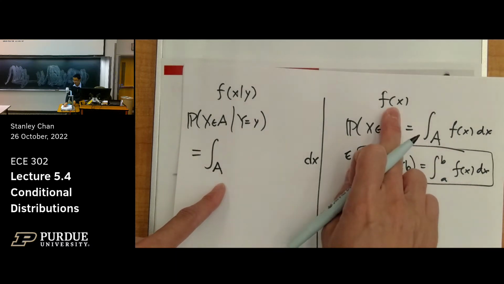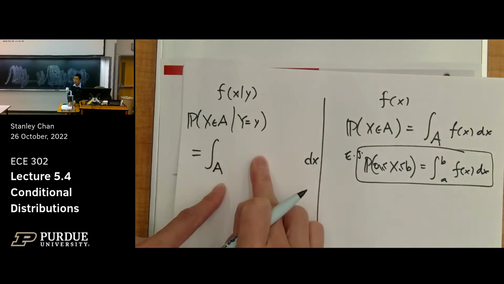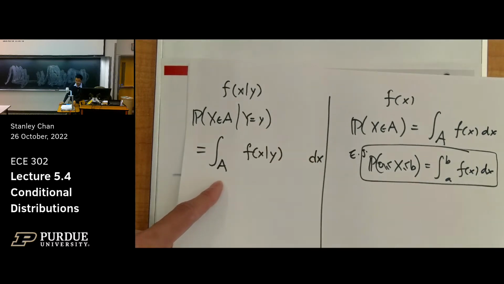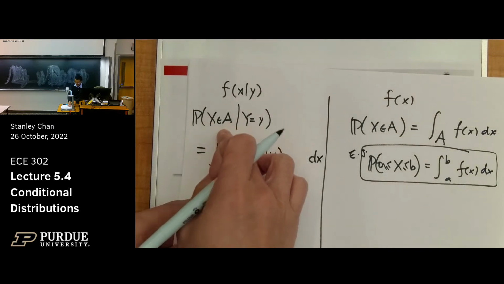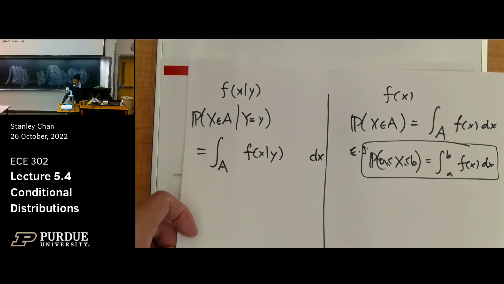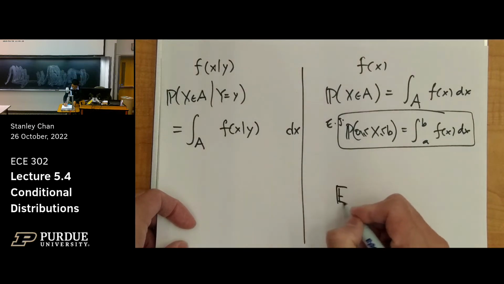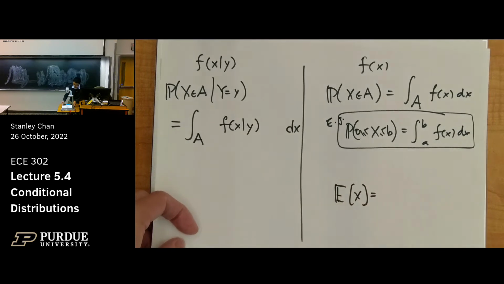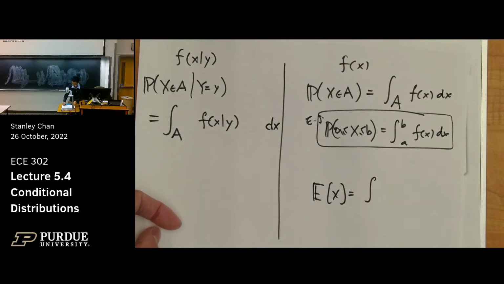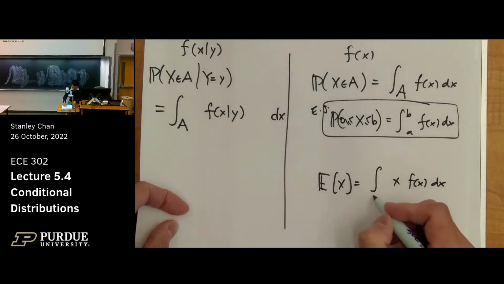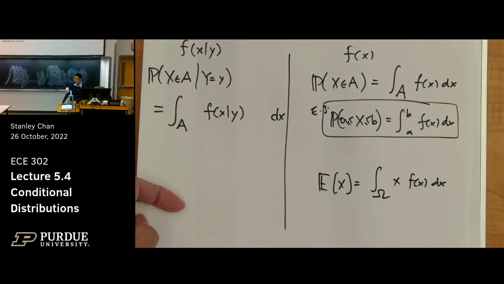Here you put f of x given y. So that's the definition of the probability of X in A given that Y equals a specific small y. Now, how about the expected value? The expected value of X is the integration of x times f of x dx, integrated over the entire sample space from minus infinity to infinity.